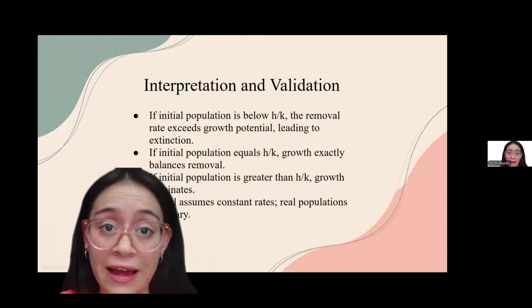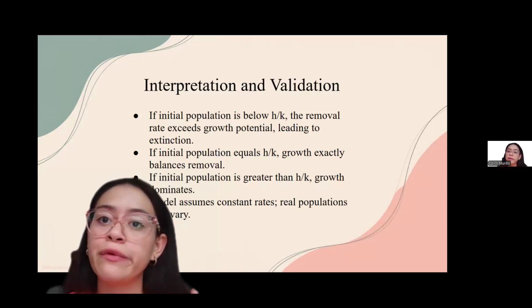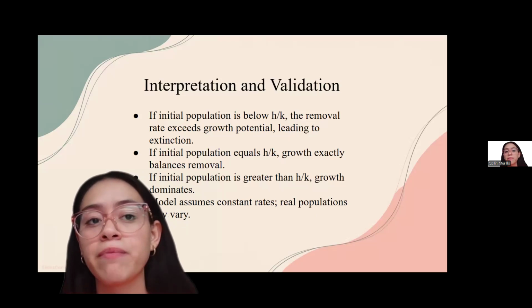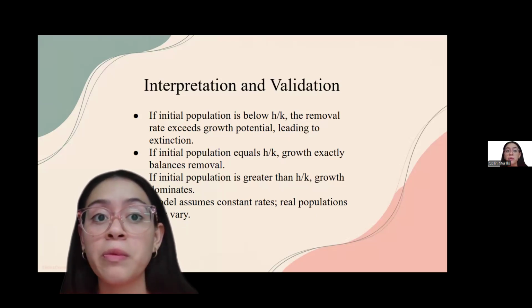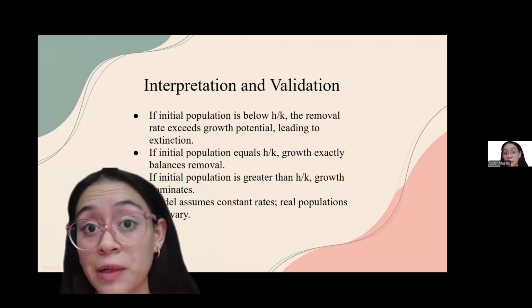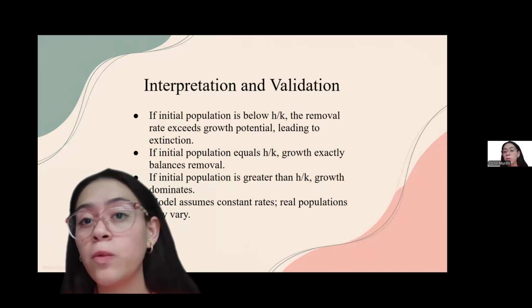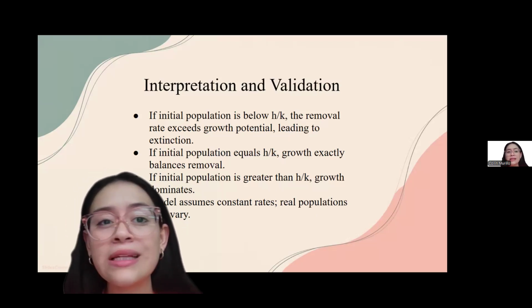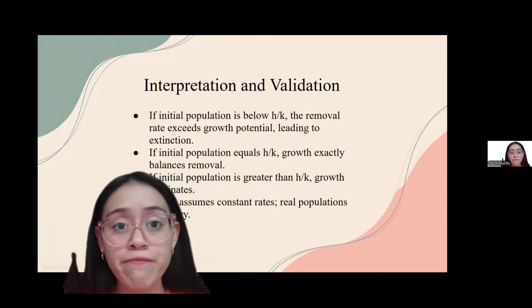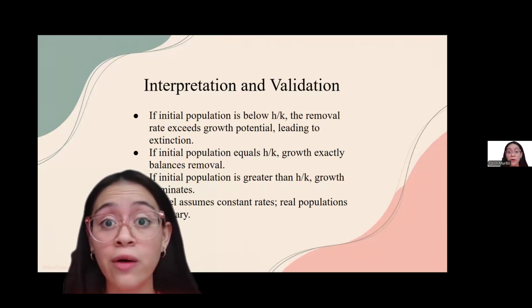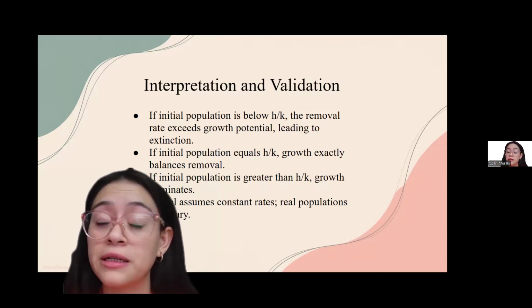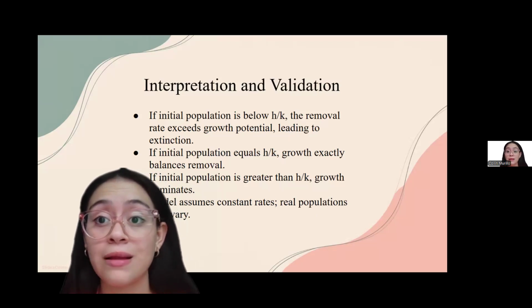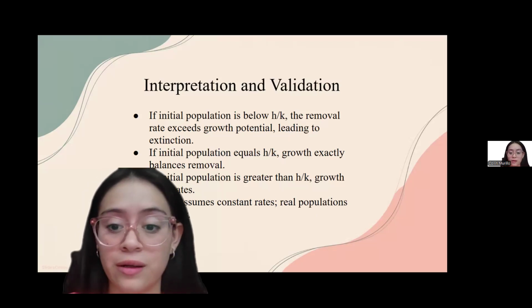Interpretation and validation. In simple terms, if we start with less than h/k, the removal rate is too high for the population to keep up, so it will eventually die out. If we start exactly at h/k, the growth and removal balance out. If we start above h/k, the population will keep growing.